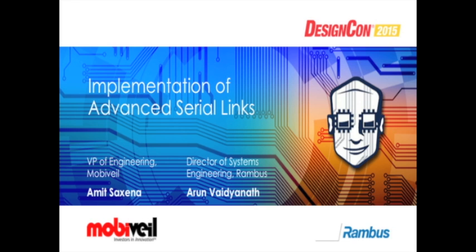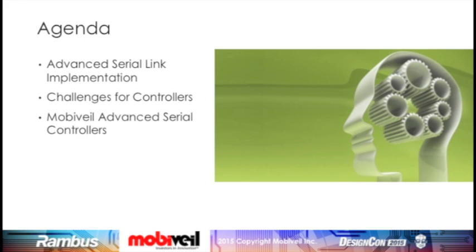Welcome, everyone. I will be focusing on controller challenges, controllers which are actually implemented for some of the advanced serial links. To get into more details, initially I will just go through a typical advanced link implementation, which will show the PHY as well as the controller part. Then I'll get into the challenges which the controller has to face, because there are a lot of things happening once you move from lower line rates, baud rates, to higher baud rates.